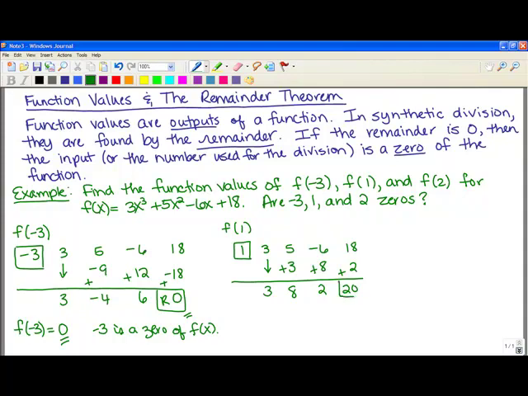So the remainder is 20. That means that f of 1 equals 20. Now the remainder is not 0, so therefore the number 1 is not a 0 of our function.